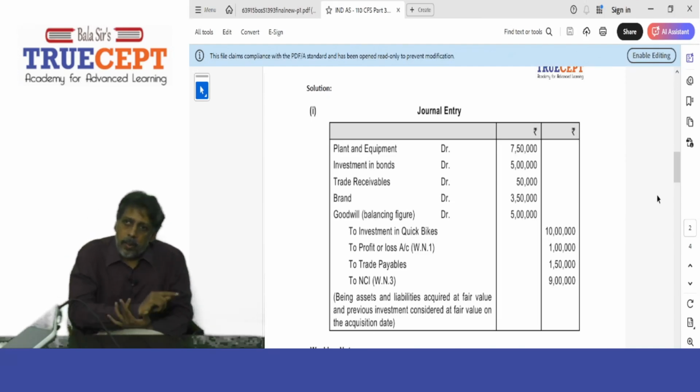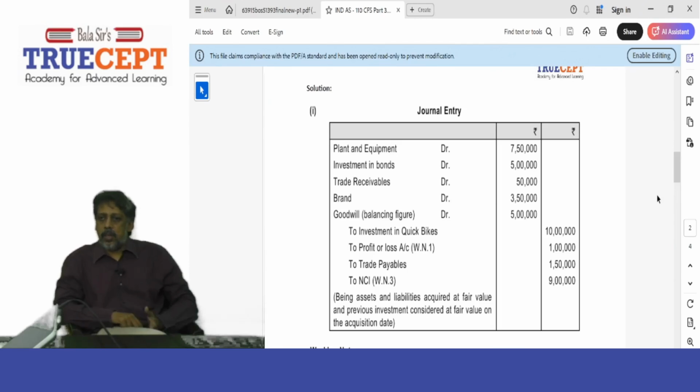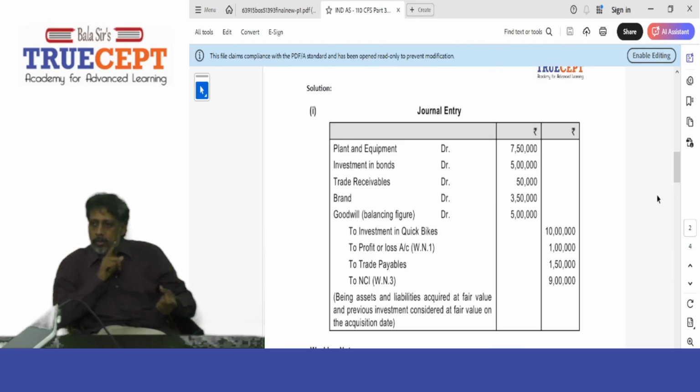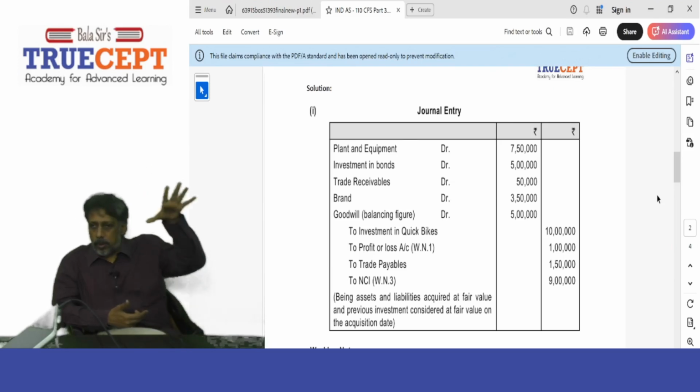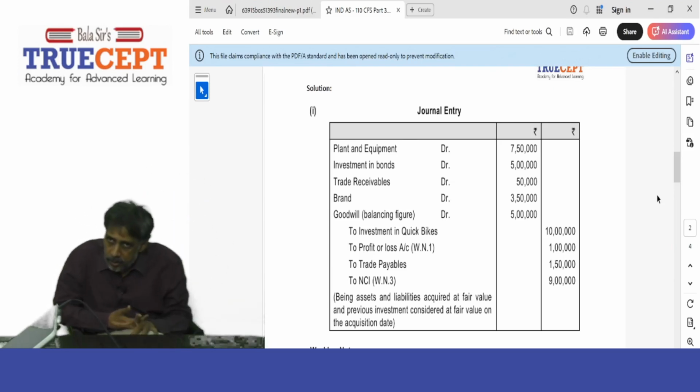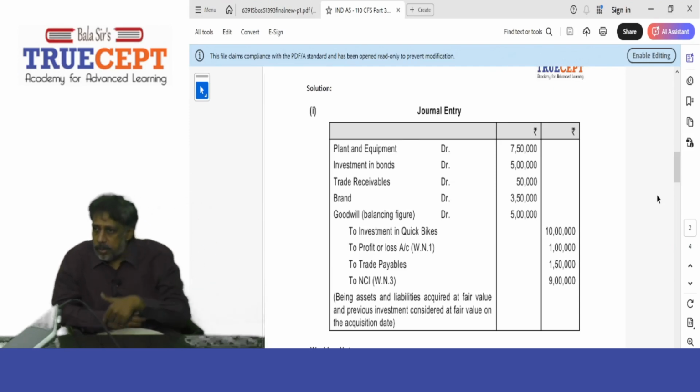No. Instead of passing a separate entry, investment to P&L, I'm going to credit P&L in this entry itself. Got it? To investment, how much? 10 lakh rupees. And then to profit and loss account, 1 lakh rupees. And to non-controlling interest, how much? 9 lakh. And then also credit what? Trade payable. Exactly. So you can do it this way: first, debit all the assets, and then credit liabilities, and then cancel investment, and also recognize the rupees 1 lakh gain. Understood? And that is the journal.